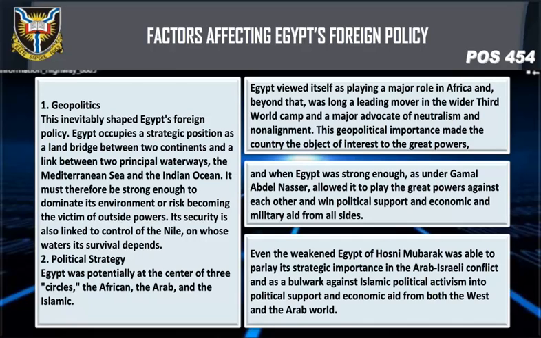non-alignment. This geopolitical importance made the country the object of interest to the great powers, and when Egypt was strong enough, as under Gamal Abdel Nasser, it allowed it to play the great powers against each other and win political support and economic and military aid from all sides. Even the weakened Egypt of Hosni Mubarak was able to parlay its strategic importance in the Arab-Israeli conflict and as a bulwark against Islamic political activism into political support and economic aid from both the West and the Arab world.